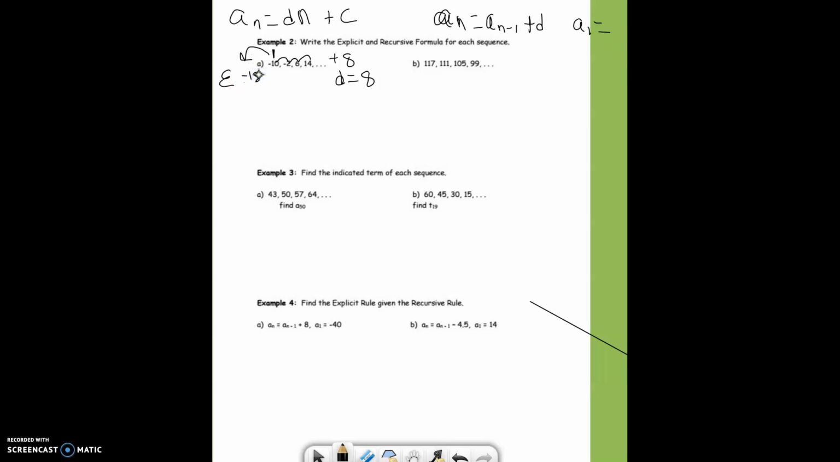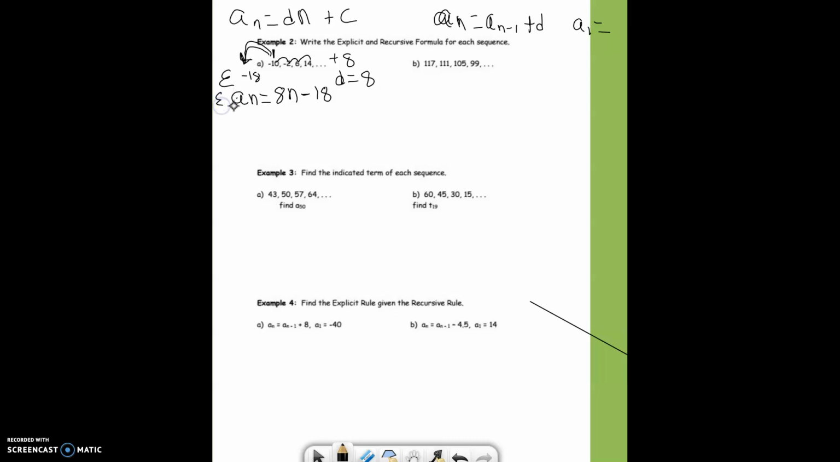So the formula for my explicit is going to be the difference, which is 8n, minus the zero term. That's the term before the first term, which would be 18. It's sort of like your y-intercept. So this is my explicit form.